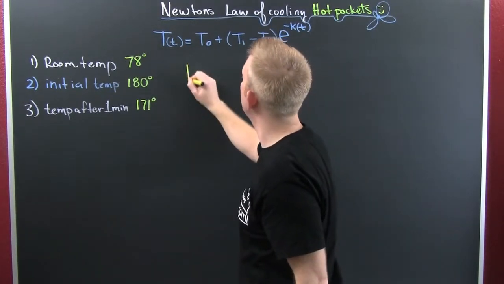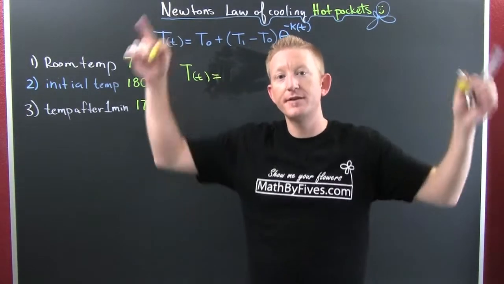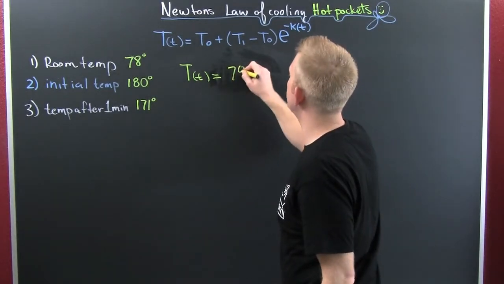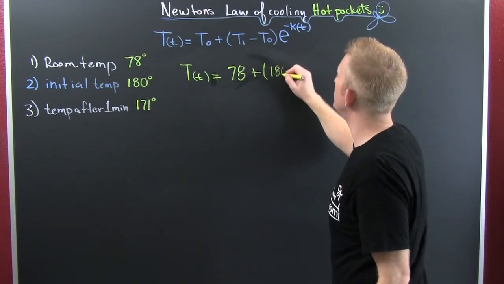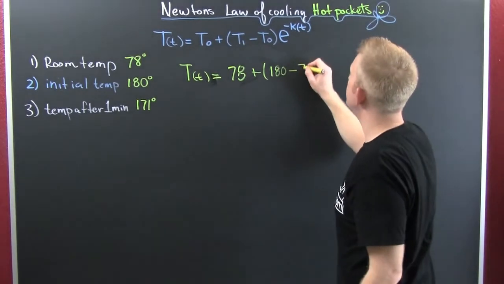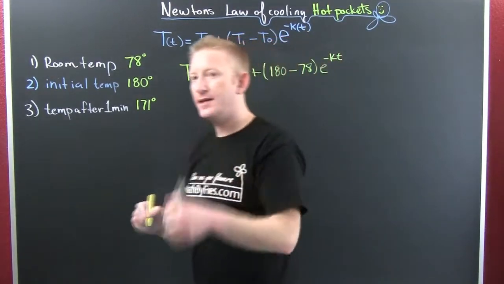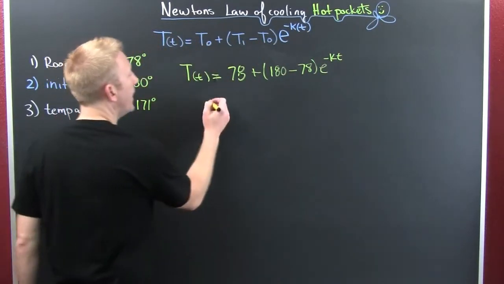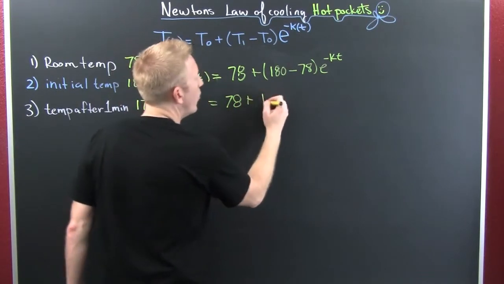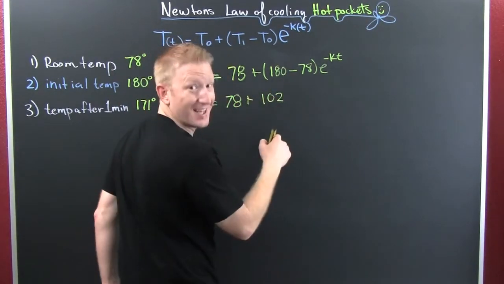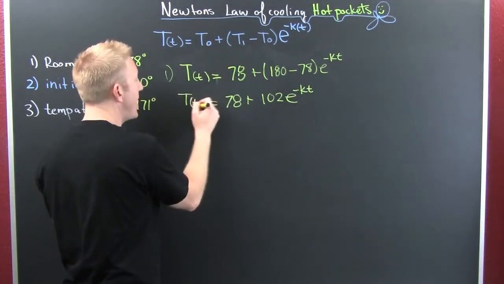Our temperature, big T of little t, that's gonna be the surrounding temperature, the 78 degrees, because that's the room temperature. Plus, wait for it, that initial temp, 180 minus my room temp, 78, times e to the minus kt. Now what are we doing? We're making that generic equation. This is 78 plus 102 e to the minus kt. So now we have achieved our generic equation.